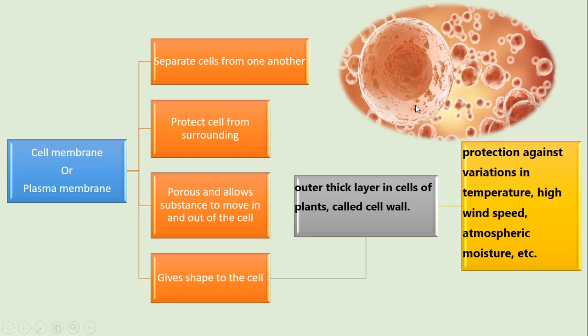In addition to the cell membrane, in the case of the plant cell, we observe a thick layer in the cell and we call that the cell wall. The plant needs this cell wall because the plant needs protection against variation in temperature, high speed wind, atmospheric moisture, etc. The plant needs protection against this because the plant generally cannot move from one place to another. So the cell wall generally protects the plant cell from all these changes.